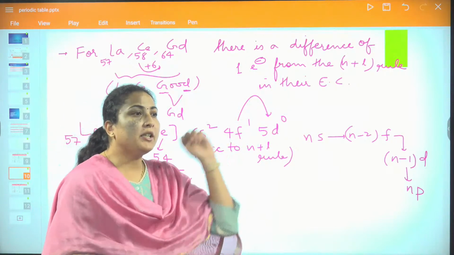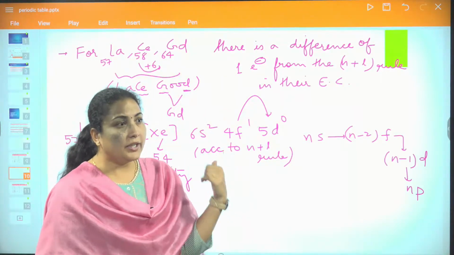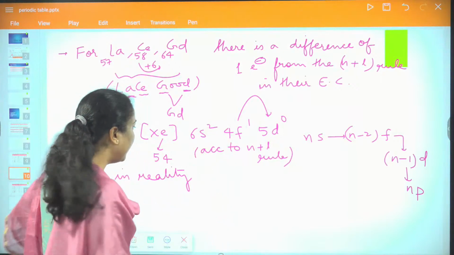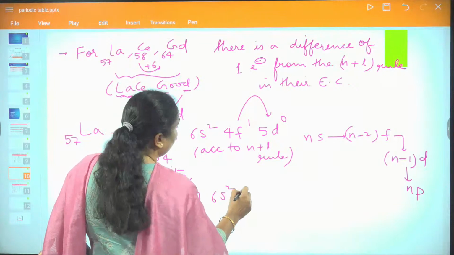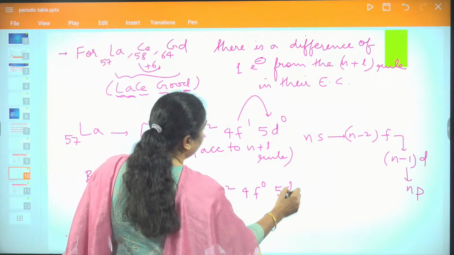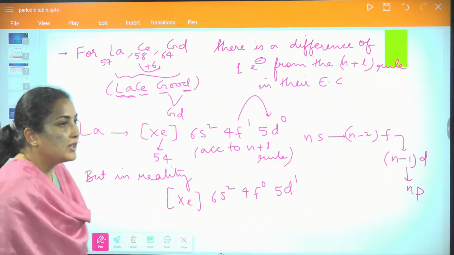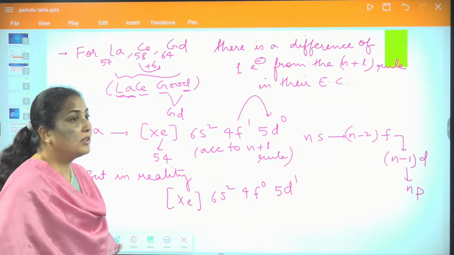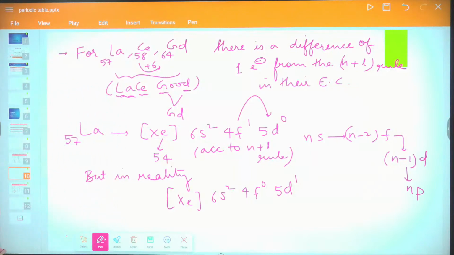In the previous one in the D block, what you did was shift 1 electron from S to D. Here it is from F to D, right? So what are you going to write? Xenon, 6s2, 4f0, 5d1. Right? That is the reason lanthanum is known as a D block element. Getting it? So please write this.